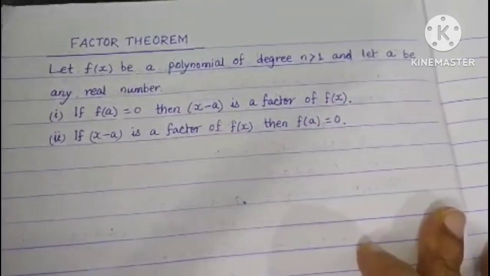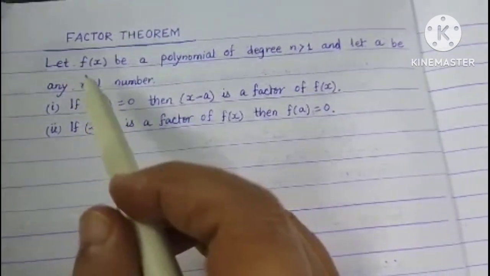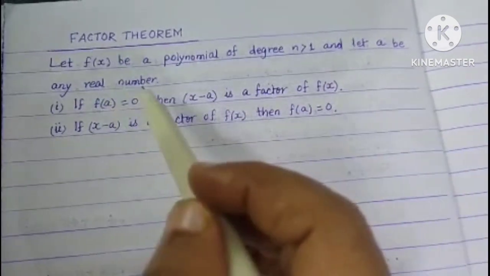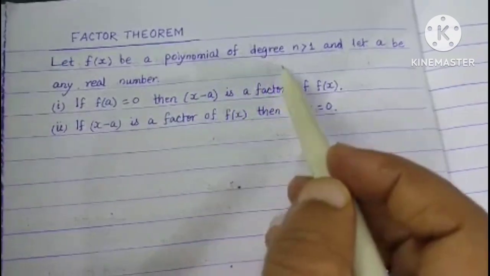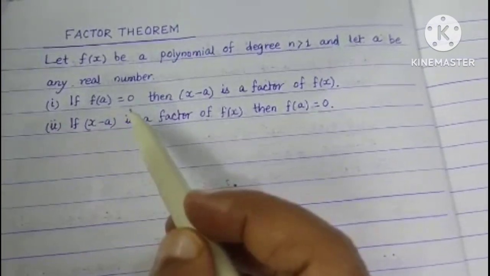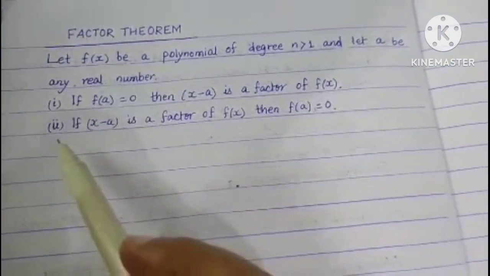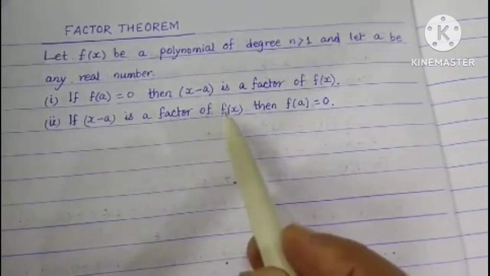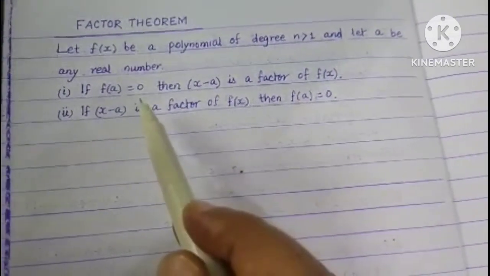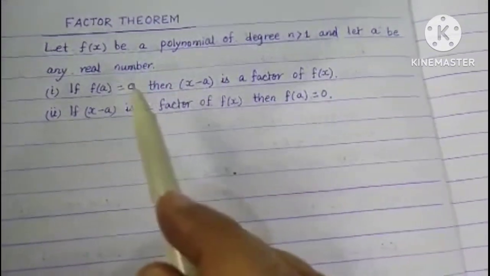So friends, let's understand the factor theorem. The statement is like this: let f(x) be a polynomial of degree n greater than or equal to 1 and let a be any real number. Then first, if f(a) equals 0, then x minus a is a factor of f(x). And second, if x minus a is a factor of f(x), then f(a) equals 0. Actually, it is the vice versa of the first.